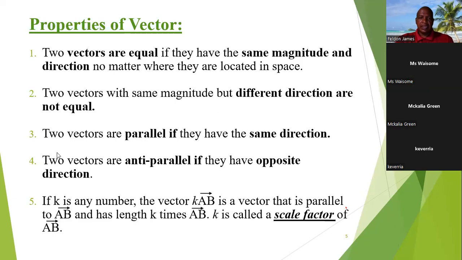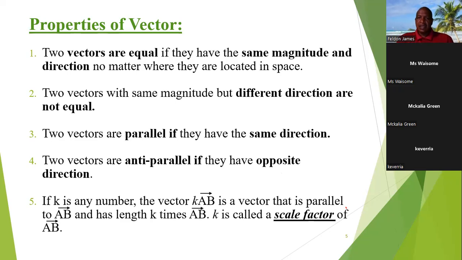Now, the next thing that we know is that two vectors are antiparallel if they have opposite direction. So antiparallel vectors are going in opposite directions. It doesn't mean that they have the same length. It only means one is going east and one is going west. So the length can be totally different.